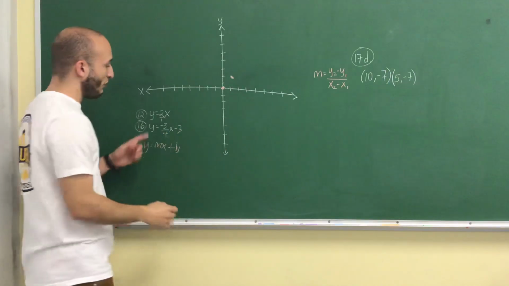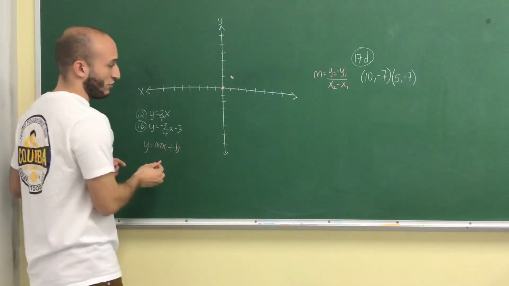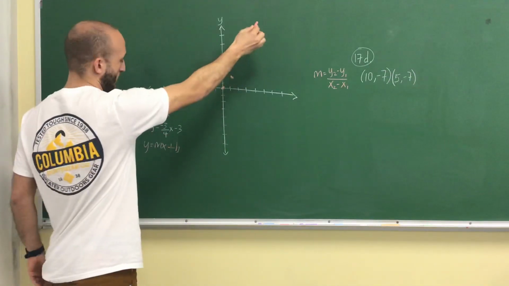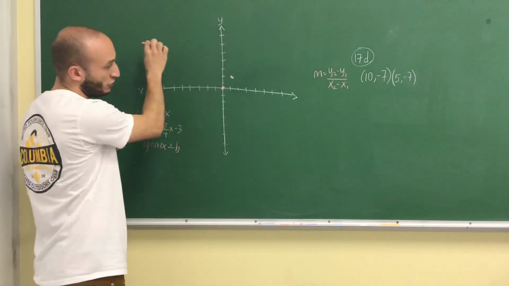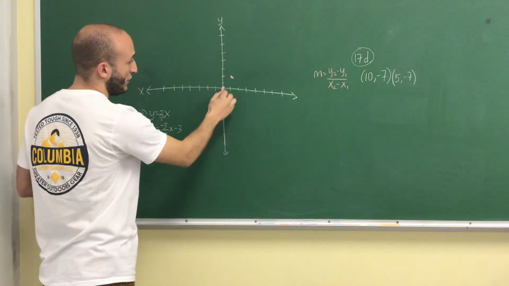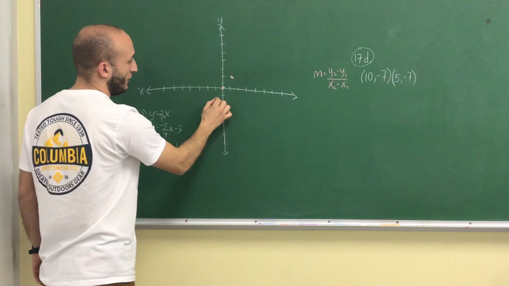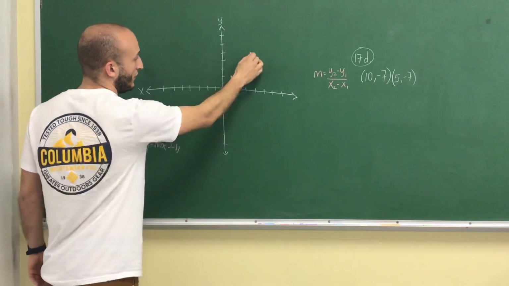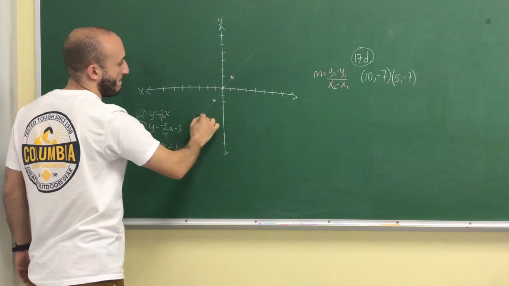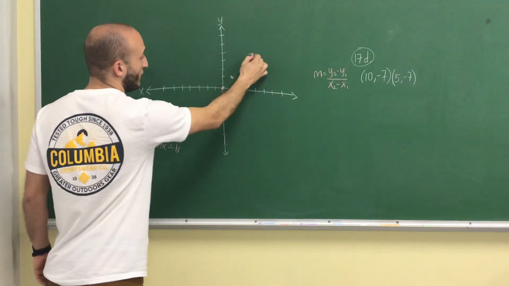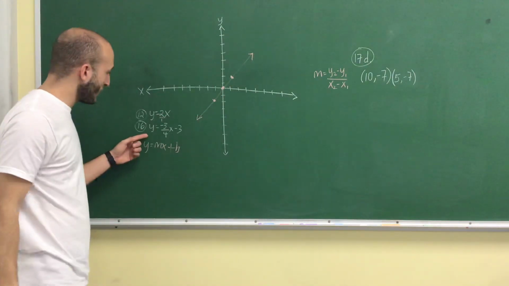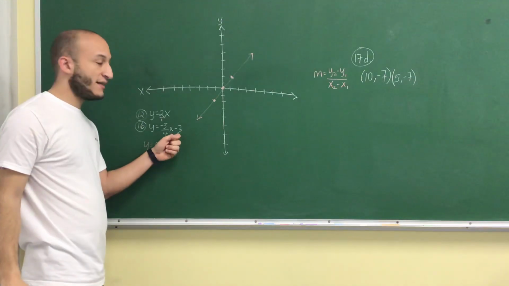Okay? So all my positive slopes are going to go up the hill. All my negative slopes are going to go down the hill. So once I got these two set up, I could go down 2 to the left 1 here and draw the line. Now for the second one, my b is -3.